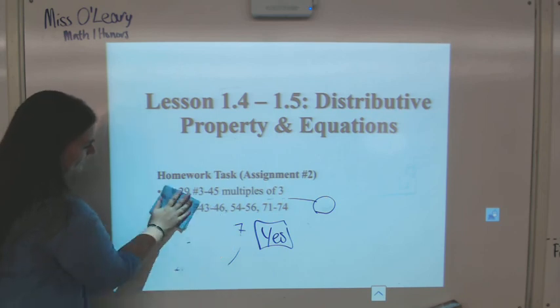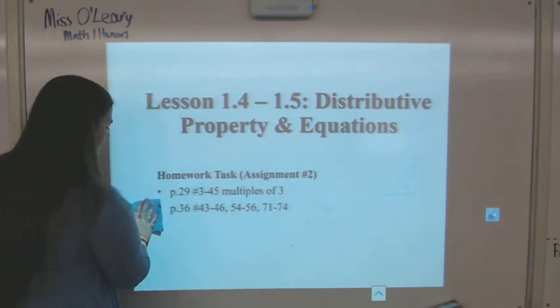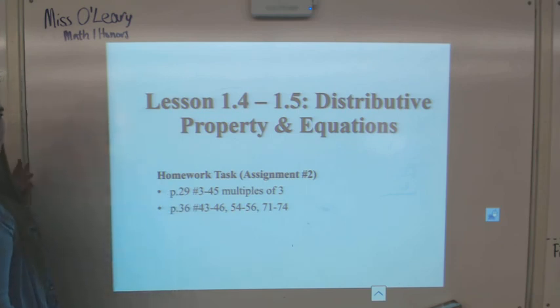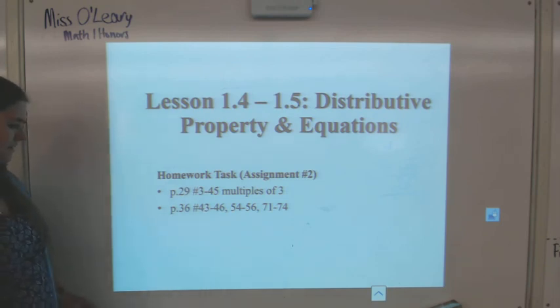On page 29, you're going to do 3 through 45, the multiples of 3. That means 3, 6, 9, 12, 15, 18, 21, 24, 27, 30, 33, 36, 39, 42, 45. Multiples of 3. Then on page 36, you're going to do 43 through 46, 54 through 56, and 71 through 74. That winds up being 26 problems.